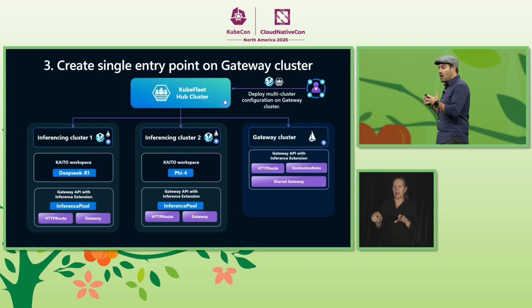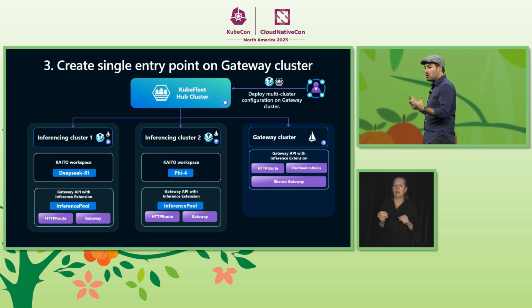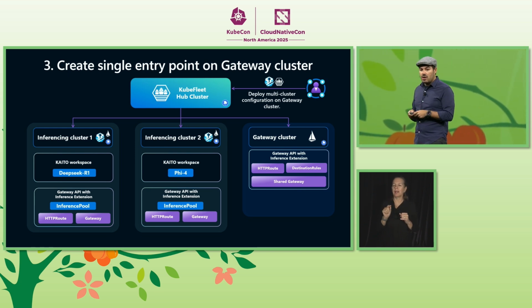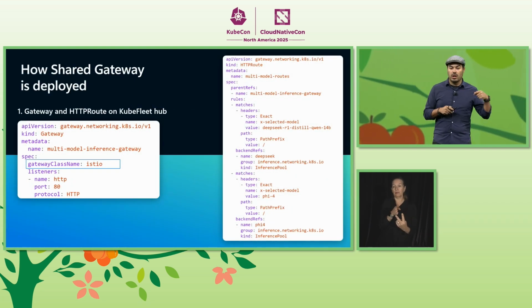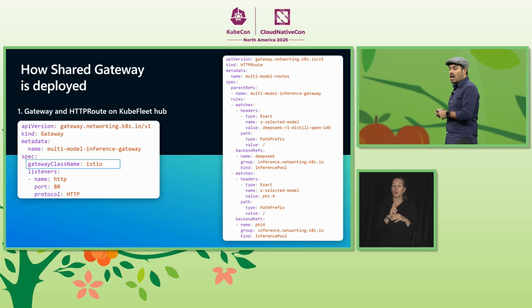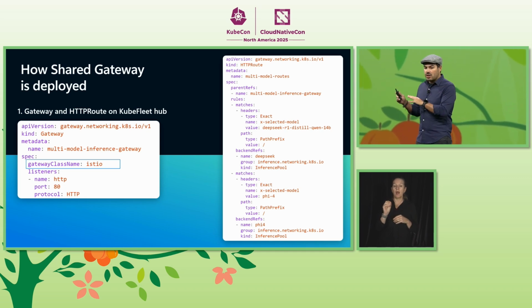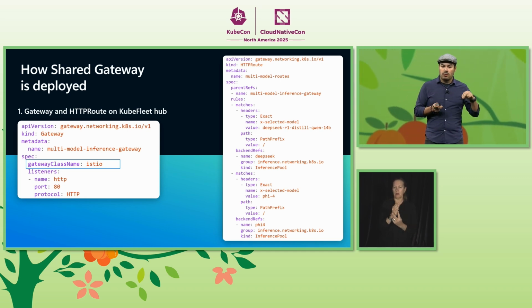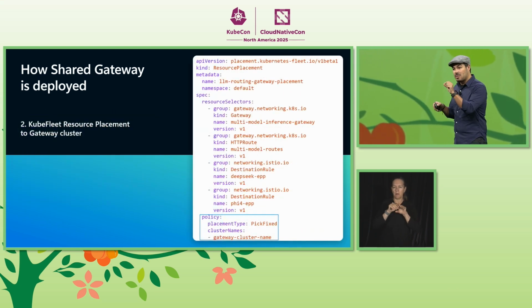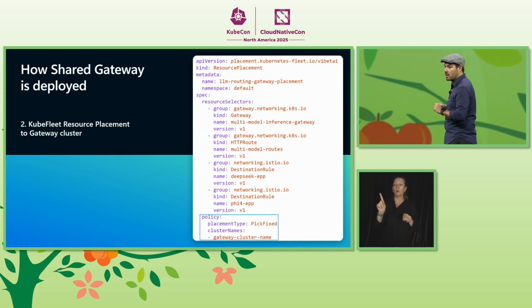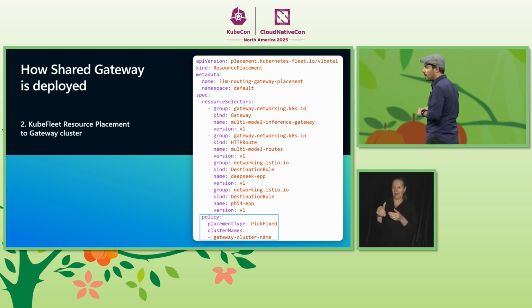Finally, we're going to add our familiar Gateway API constructs, such as an HTTP route, that will route to the right models and will be deployed in our gateway. We're going to be using Istio, and we're going to create routing that is based on an HTTP header for each selected model. We're going to place this specifically in that gateway cluster that you saw on the very right-hand side.